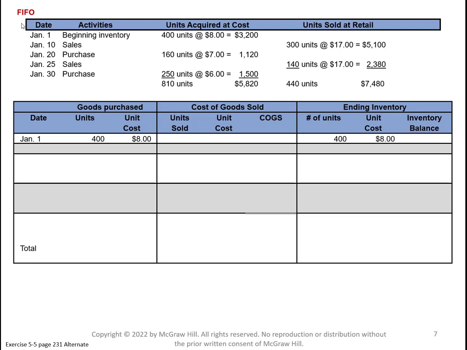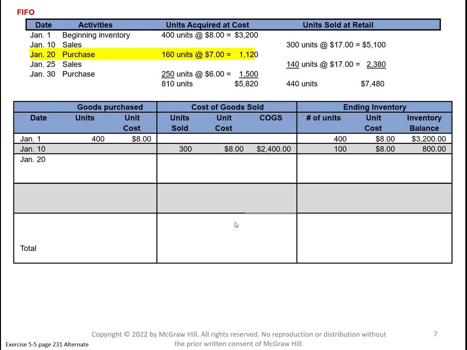Add that over here in our ending inventory columns. On January 10th, we made a sale of 300 units, so that goes in the cost of goods sold section. And it's at $8 because that's the only unit cost we have. Now we need to get our new ending inventory. 400 minus 300 is 100 at 8.